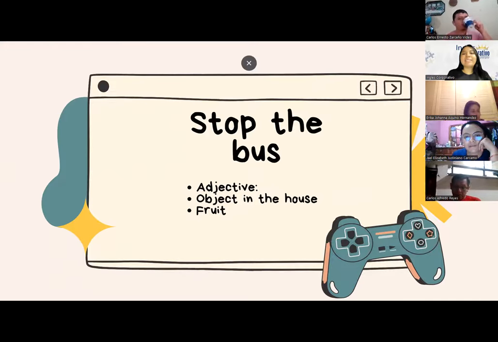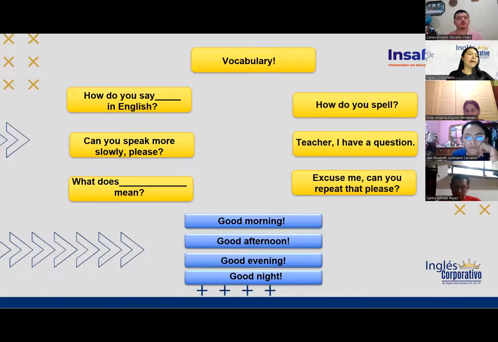Very good. Okay, so let's continue, continuemos. Okay, so we're going to start by talking about vocabulary. Jael, help us reading. Lea, ayúdanos a leer todo esto. Todo, teacher? Yes. Vocabulary. How do you say lápiz in English? Can you speak more slowly, please? What does mesa mean? Okay. What does speak mean? How do you spell?